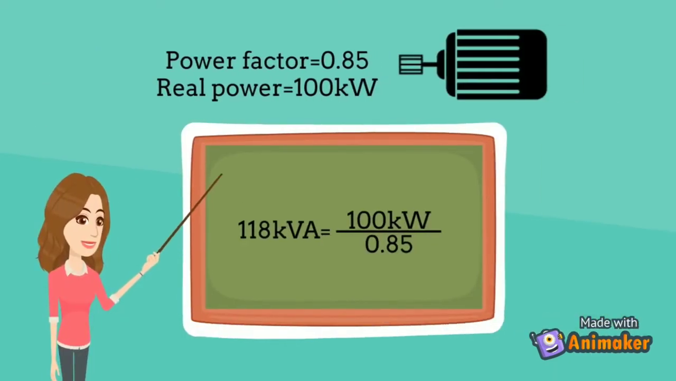A large electric motor might typically have a power factor of about 0.85 at full load. Let's say our motor is rated at 100 kW and the power factor is 0.85. The electricity supply would have to supply 100 kW divided by 0.85, which equals 118 kVA, to provide 100 kW to run the motor.